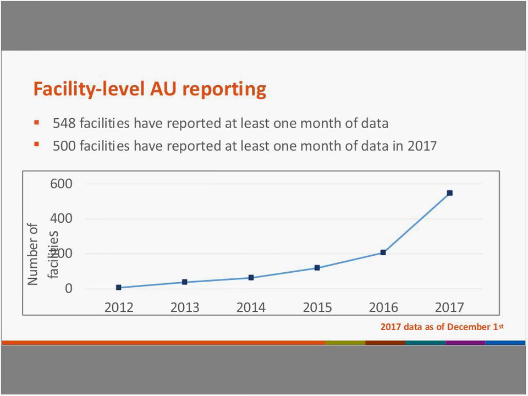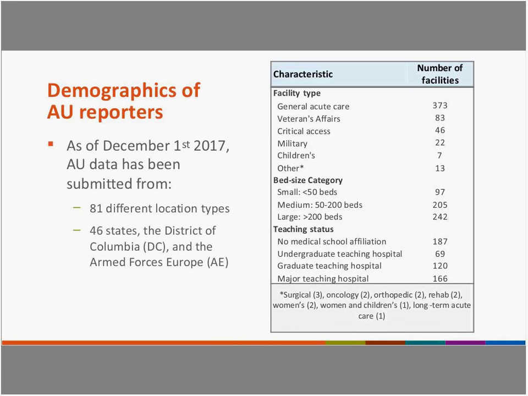The hospitals that are reporting are fairly diverse. We have reporters from 46 states, and that's now up to 48 states. We have people reporting in from 81 different location types throughout their hospitals. And you can see we do have a fair mix. We have a fair number of smaller hospitals. We do have more of the larger hospitals. We do have some teaching hospitals, non-teaching hospitals. So I think we have a fairly nice variety of different hospital types that are reporting data into NHSN.